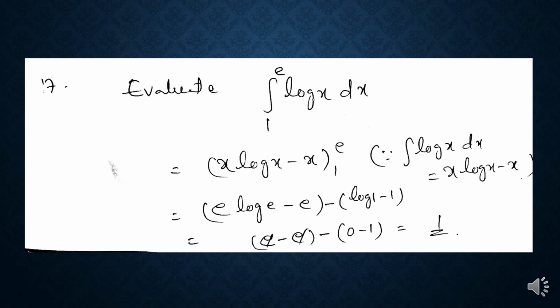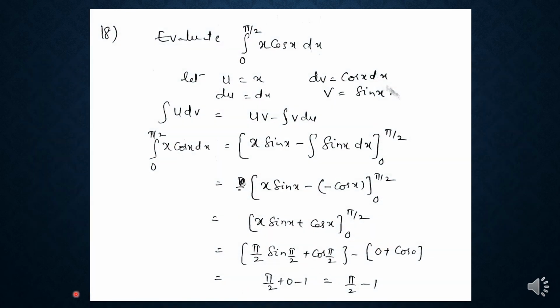Next problem. Evaluate integral 0 to pi by 2 x into cos x dx. Here we are given the product of two functions, x into cos x. One is the algebraic function and the other is the trigonometric function. So by using the integration by parts rule, integral u dv is equal to uv minus integral v du. By the ILATE rule, the algebraic function x will be taken as u and the second function is dv is equal to cos x dx.